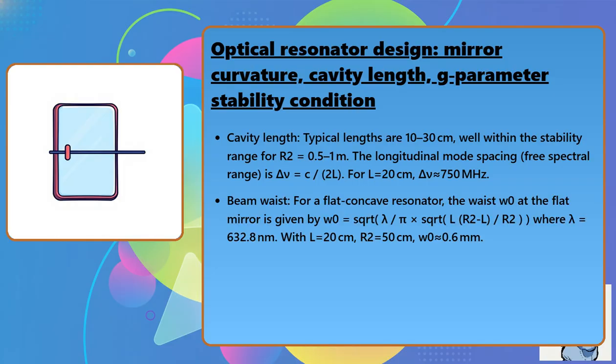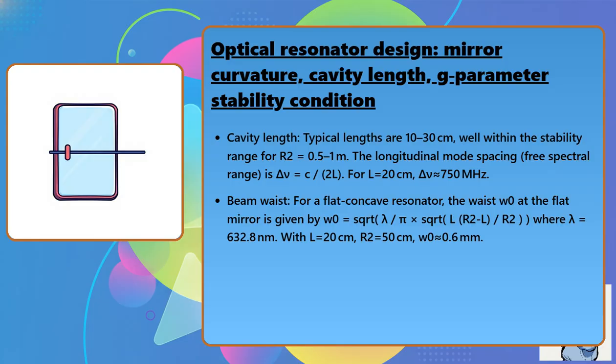Beam waist: for a flat-concave resonator, the waist w0 at the flat mirror is given by w0 equals the square root of lambda divided by pi times the square root of L times (R2 minus L) divided by R2, where lambda equals 632.8 nanometers.